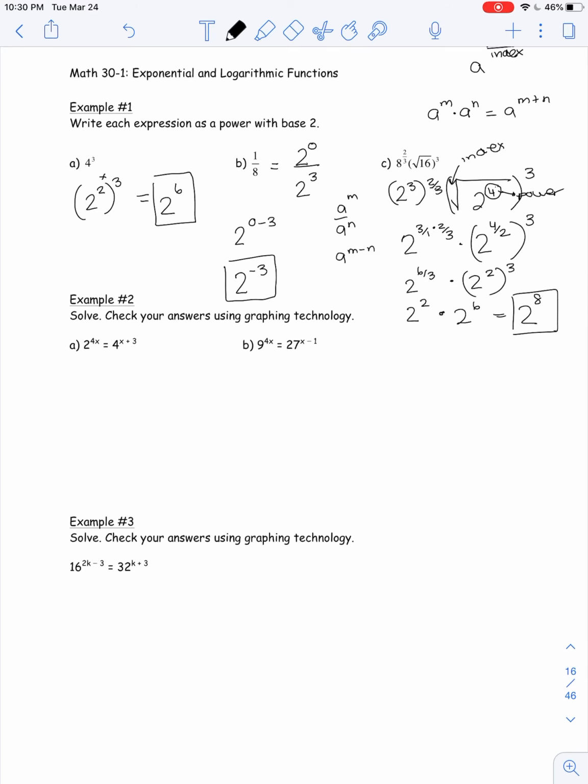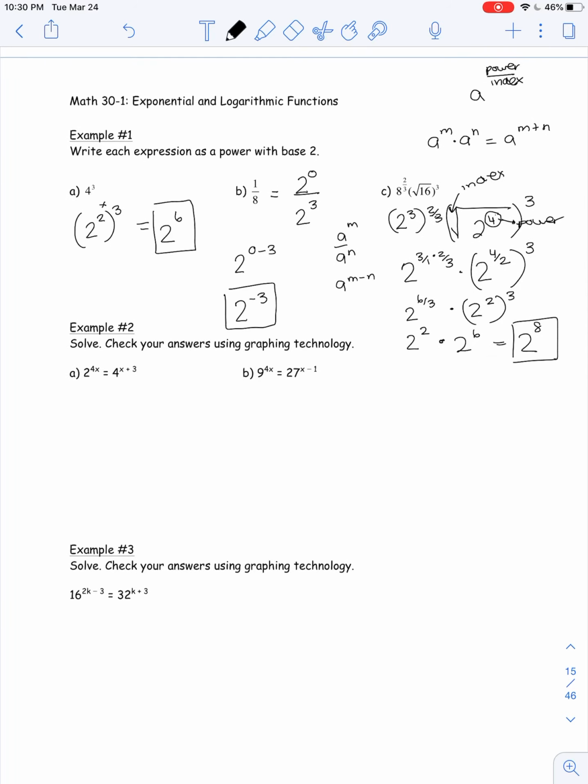Okay, so being able to use your exponent laws helps a lot in this unit. So make sure you practice and look over your exponent laws. Example number 2, solve, check your answer using graphing technology. Again, we're going to use that common base method.